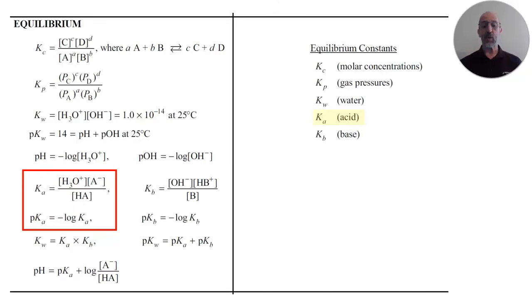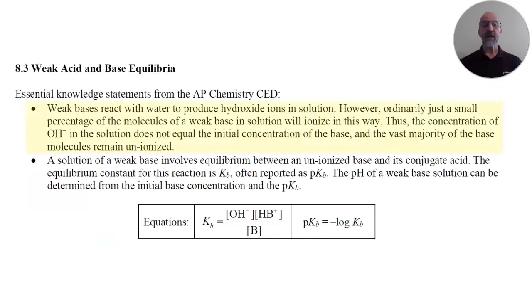Now let's talk about weak bases. Weak bases react with water to produce hydroxide ions in solution. However, ordinarily just a small percentage of the molecules of a weak base in solution will ionize in this way. Thus, the concentration of the hydroxide ion in the solution does not equal the initial concentration of the base, and the vast majority of the base molecules remain unionized.